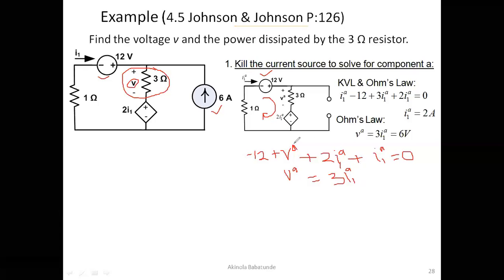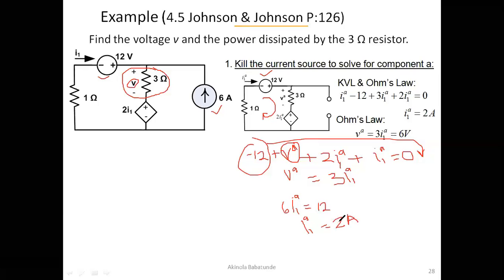So if you put that here, you can replace this VA. If you do that, what you're going to have left is 2I1A plus I1A gives us 3I1A. 3I1A plus another 3I1A should give us 6I1A. So what we have left is 6I1A to be equal to 12. Because this 12, we can take it to the other side, and then it becomes plus 12. If you replace these ones, it becomes 3I1A plus 2I1A plus I1A, and that is 6I1A. Eventually, you end up with I1A equal to 2 amperes.